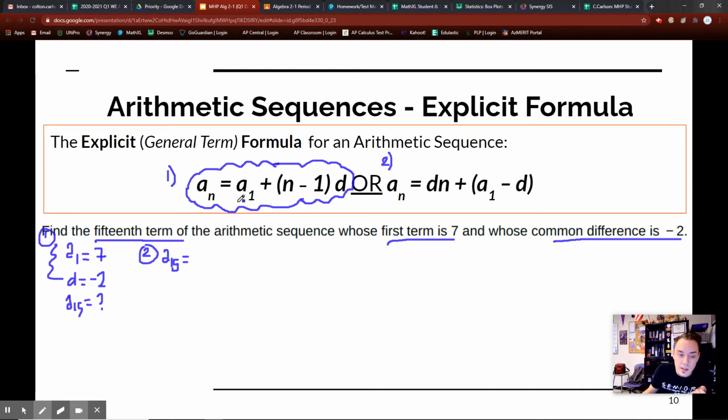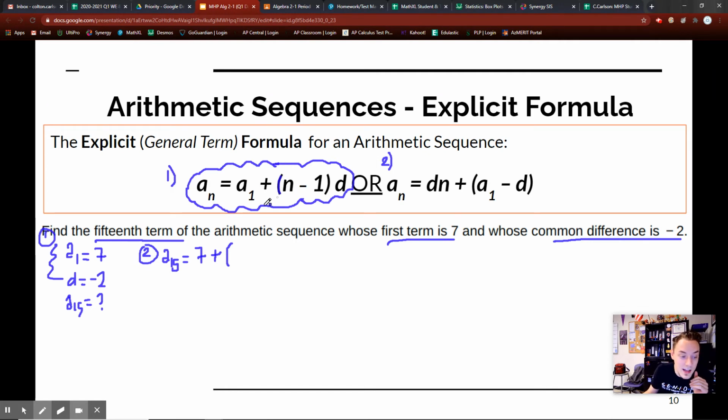What is a sub 1? We already know, so it's going to be 7. I'm just going to put 7 right there. Plus, because that's what my formula says, plus parentheses. Why are you going to do parentheses, Mr. Carlson? I hate math, blah, blah, blah. Look, parentheses, okay? I'm just following the formula. I'm not taking this stuff out of my butt, all right? I'm serious. It's following the formula.